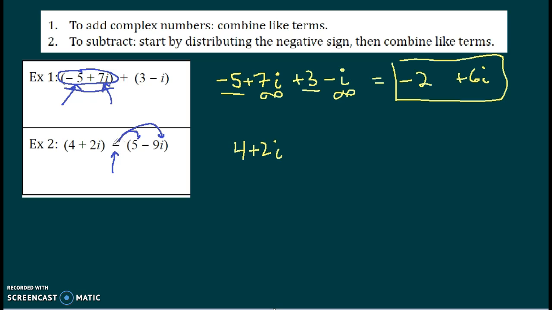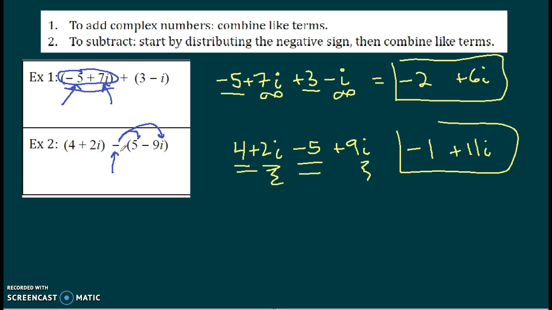And then I'm going to take this negative and apply it to the 5 to have negative 5, and then also apply the subtraction symbol to the negative 9i. So negative and negative, it's positive 9i. Then, of course, I'm going to go ahead and look for like terms. So the real parts get added together. They make negative 1. And these imaginary parts get added together, and they make positive 11i. So this difference is the complex number whose real part is negative 1 and whose imaginary part is 11.